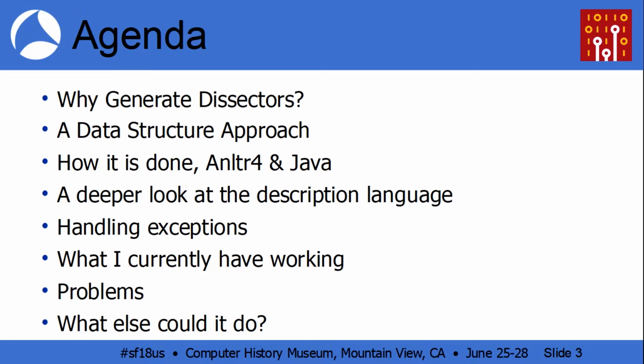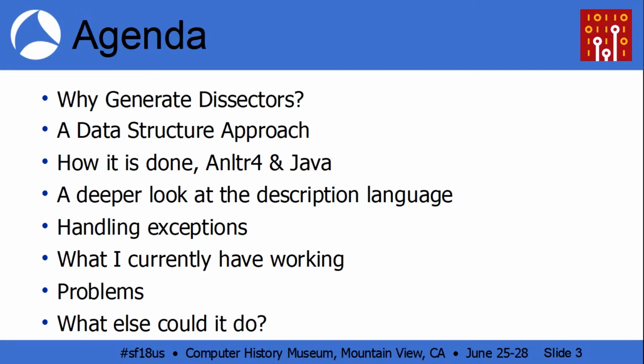Then I'm going to look at a data structure approach. So I've developed a little language that is essentially a data structure language, and I'll talk about that a bit. And then we'll look at how it's being done. I'm using a tool called ANTLR and Java, because ANTLR generates Java code, and it was easy. It can generate other code, but it was easier to simply go with the Java code that it generates. But what's spat out the end, of course, is C code.